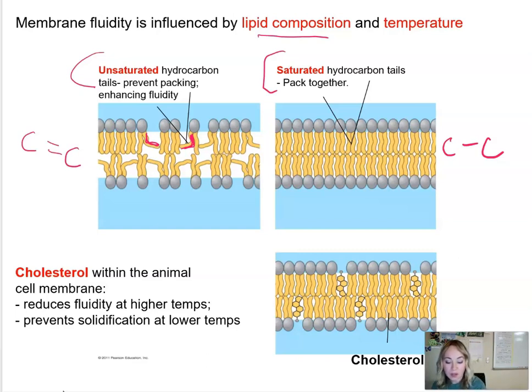So now cholesterol that's present within the animal cell membrane is going to modulate the fluidity of the membrane by reducing fluidity when the temperatures rise and preventing solidification when the temperatures drop. So for example, fish at cold temperatures have more unsaturated fats to prevent the packing and remain fluid. So they basically can change and alter that fatty acid composition in response to temperature.